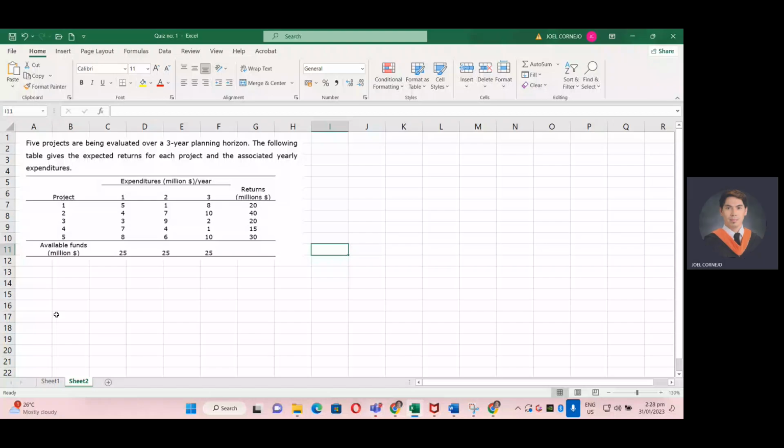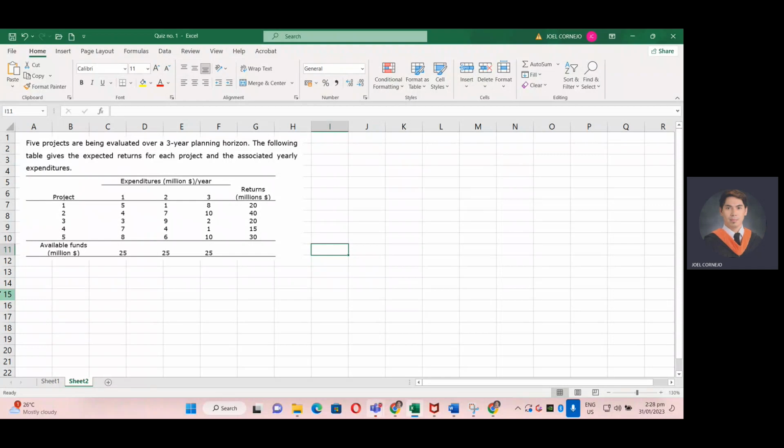Magsasolve tayo ng integer linear programming in capital budgeting. For example, 5 projects are being evaluated over a 3-year planning horizon. The following table gives the expected return for each project and the associated yearly expenditures.